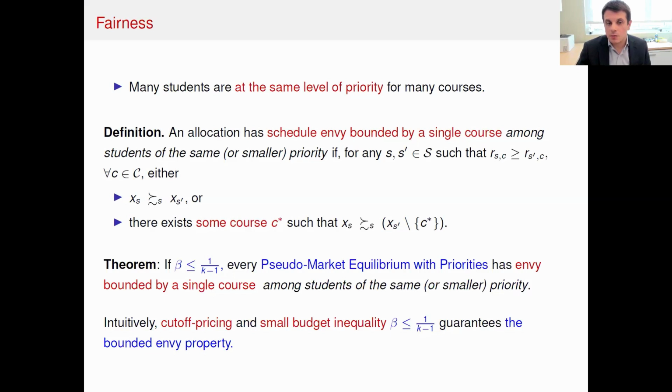And for a small budget inequality, less than 1 over k minus 1, where k is 5, so less than a quarter, a pseudo-market equilibrium with priorities has envy bounded by a single course among students of the same or smaller grade. So this is a nice property of a pseudo-market equilibrium that cannot be guaranteed by random serial dictatorship, and we'll see later also by the deferred acceptance algorithm and many other algorithms used in the literature. Questions?